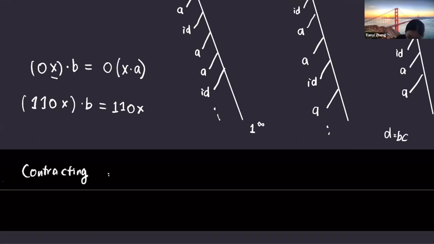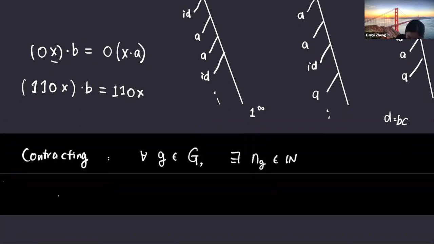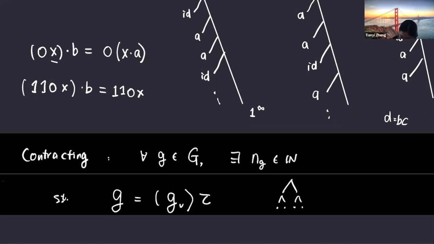it roughly means that if you take any element in G, then there exists some sufficiently large level, such that if you look at how this element acts. So here this notation means that you go to this level and you look at what it does on the vertices in that level, and then tau is the finite repermutation.